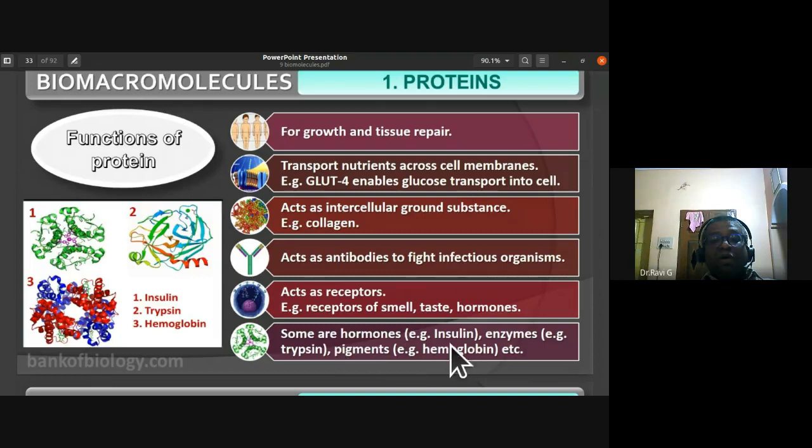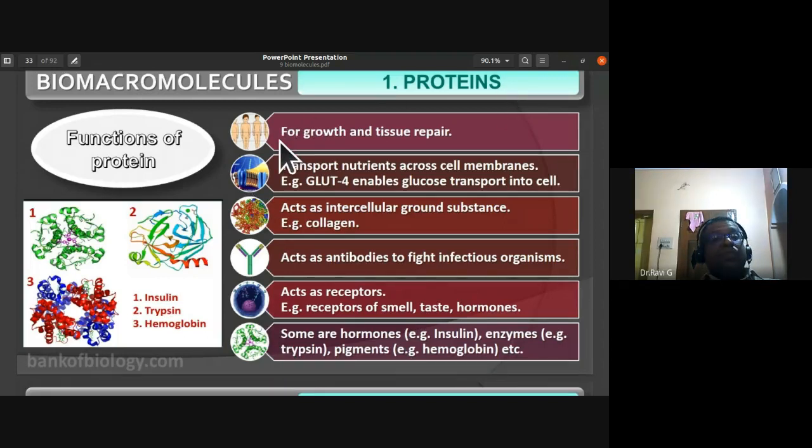Some of the hormones, like insulin, some of the enzymes, like trypsin, and some of the pigments, like hemoglobin, are all proteinaceous in nature. So you should remember the various functions of proteins.